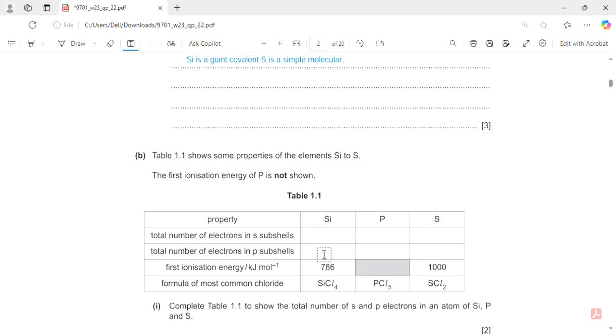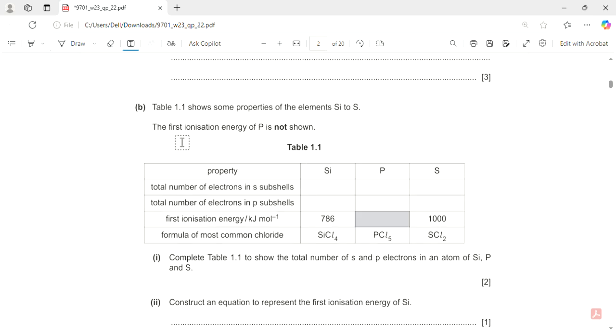Now part B. Table 1.1 shows some properties of the elements silicon to sulfur. The first ionization energy of phosphorus is not shown here. Complete table 1.1 to show the total number of s and p electrons in an atom of silicon, phosphorus, and sulfur. So we must count the total number of s and p electrons in an atom of the silicon.